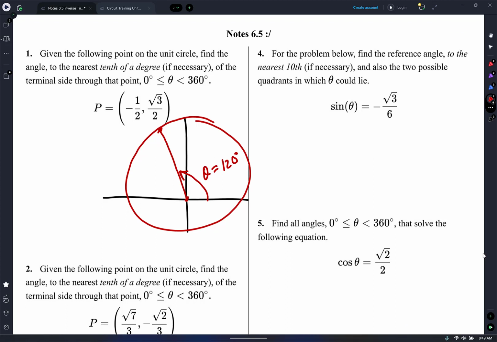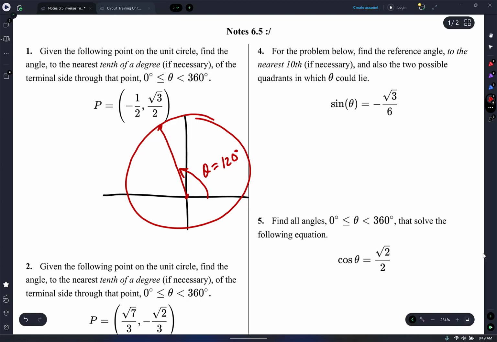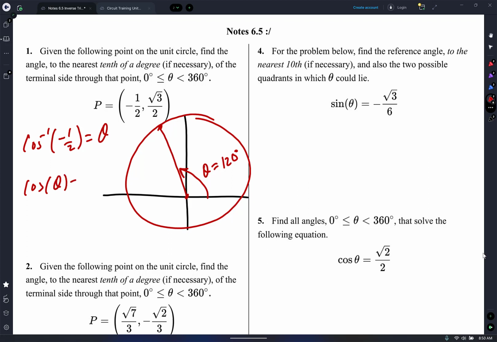Now, a word of advice, just in case. By the way, this is called inverse trig. So let me write this: cosine with a -1 like that, and then -1/2. What does that mean? I'm going to say theta. Well, that means this: cosine of what angle equals -1/2? That's what it means.